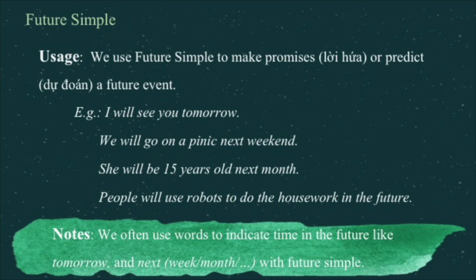Now, look at the example. I will see you tomorrow. We will go on a picnic next weekend. She will be 15 years old next month. People will use robots to do the housework in the future. You can see that in future simple, we often use some words to indicate the time in the future, such as tomorrow, ngày mai, and next, like next week or next month, tuần tới, tháng tới.